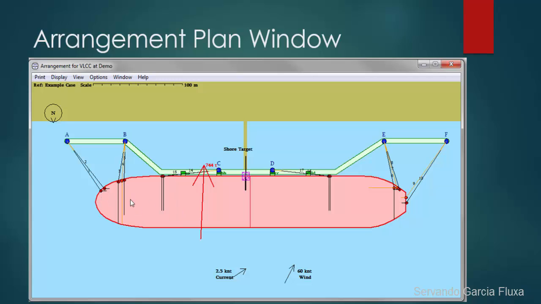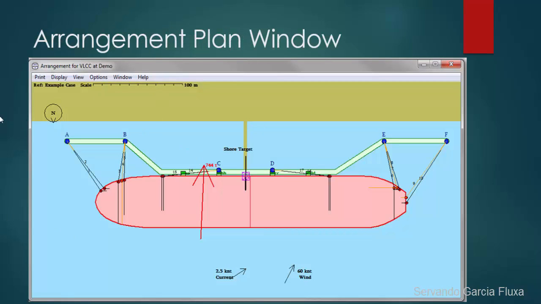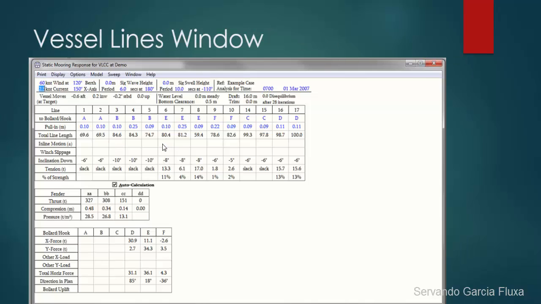At the end of the story, you're going to have something like this: bollards, fenders, winches are defined by these red dots, the lines are those ones in black, and here appears the direction of the wind and the currents. Then we're going to define how the lines are linked with the bollards. So here appear the lines. For example, line 1 is going to be linked to bollard A, and we can see here line 1 is linked to bollard A. So the rest with the other lines.